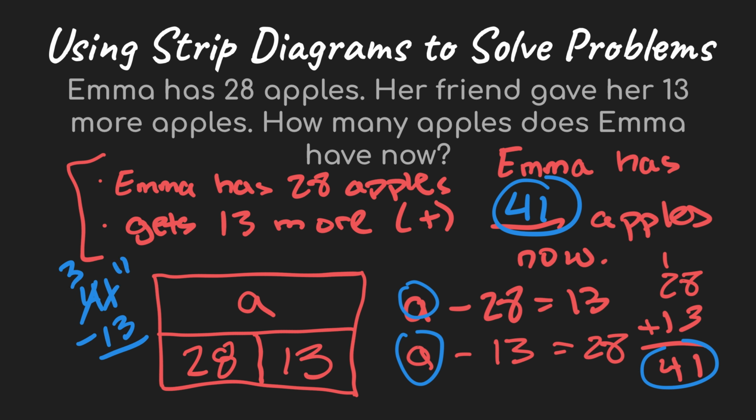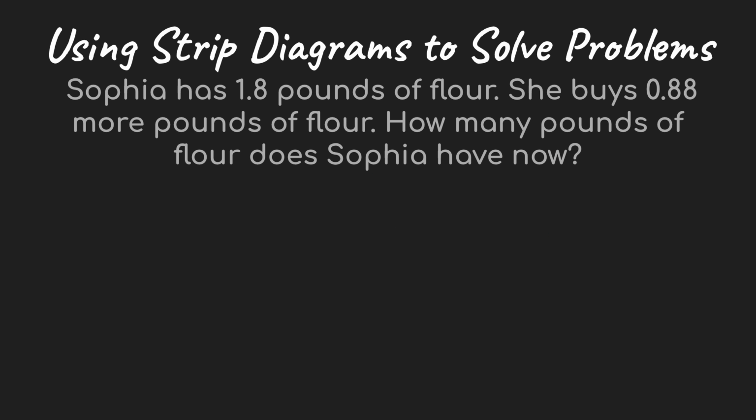3, 4, 5, 6, 7, 8, 9, 10, 11. So I get 8. 3 minus 1 is 2. So look here, these parts match each other. We got it correct. All right, let's try a couple more.